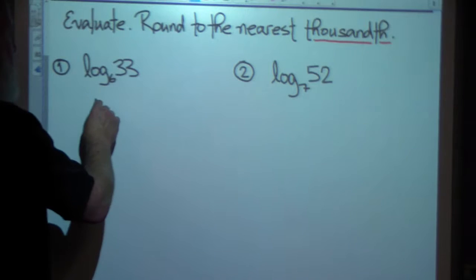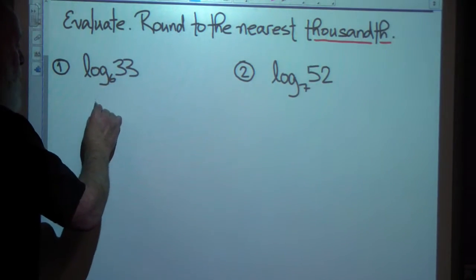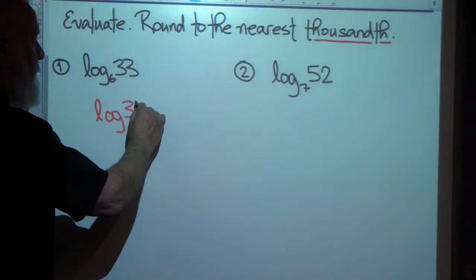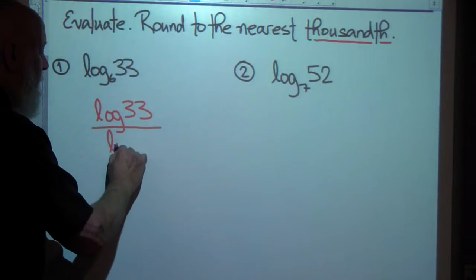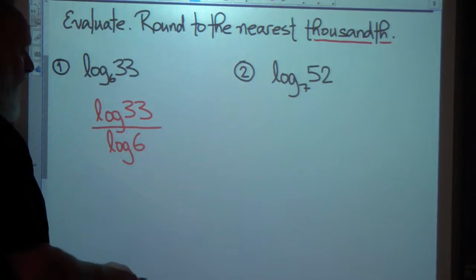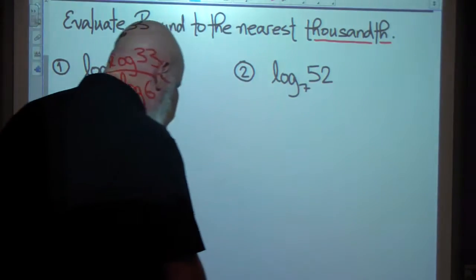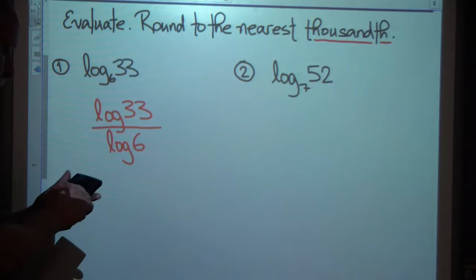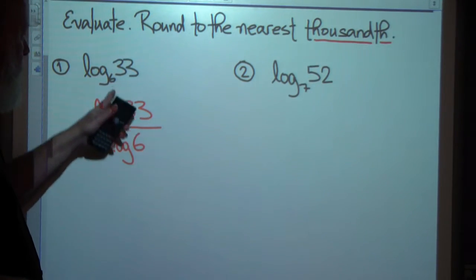We're going to change it from base 6 to base 10. So I'm just going to take the log of this one, the big one, so to speak, over the log of the base. Notice the base gets big there. And we just enter that into our calculator and round it to the nearest thousandth. That's the third decimal place, tens, hundreds, thousandths. So here we go. Let's see what we get. Log 33 divided by log 6. We changed it to base 10. It's no longer base 6.